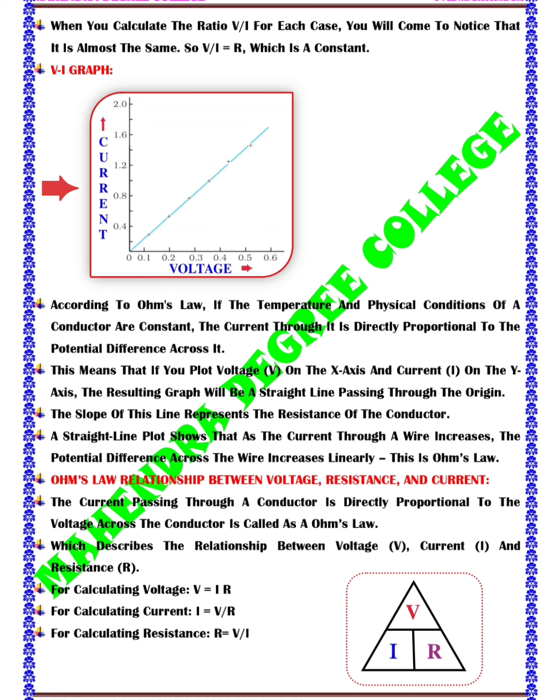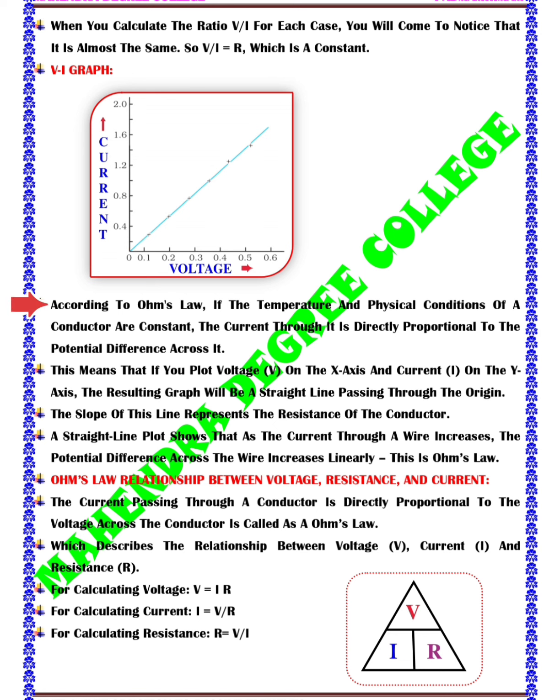Ohm's law states that voltage V is directly proportional to current I when resistance R is constant. The formula is V equals IR. Graph interpretation: the straight line in the graph indicates a linear relationship between voltage and current, confirming Ohm's law.